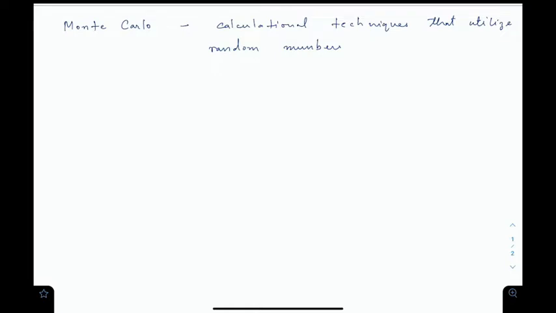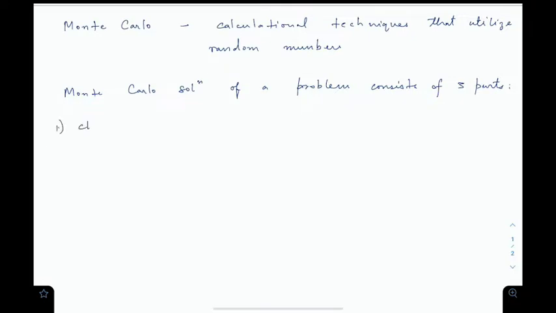So, Monte Carlo solution of a problem consists of three parts. So the first would be the choice of the probability density function, which describes the hypothetical population.